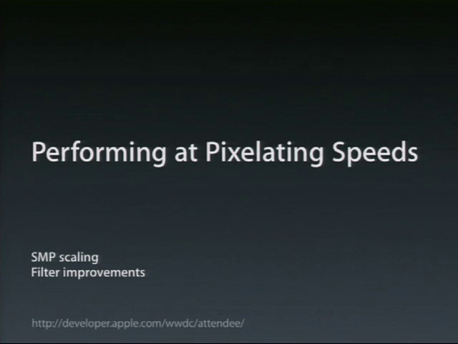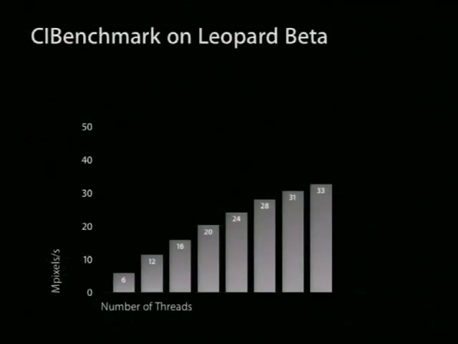So we say we can do this really, really fast. Now, you saw in the demo that it was already pretty fast, but let's talk a little bit more about the performance. First of all, we have a little tool that we use internally to measure if we are really doing everything correctly. It's called CI Benchmark. Normally, Core Image will use the right amount of threads depending on how many cores you have available and scale nicely across it, so SMP scaling. So we did a little trick where we can turn off threads and see how well we scale. As you can see, with the first thread we only do about 8 megapixels, up to 33 megapixels when we use all 8 threads on an 8-core machine.